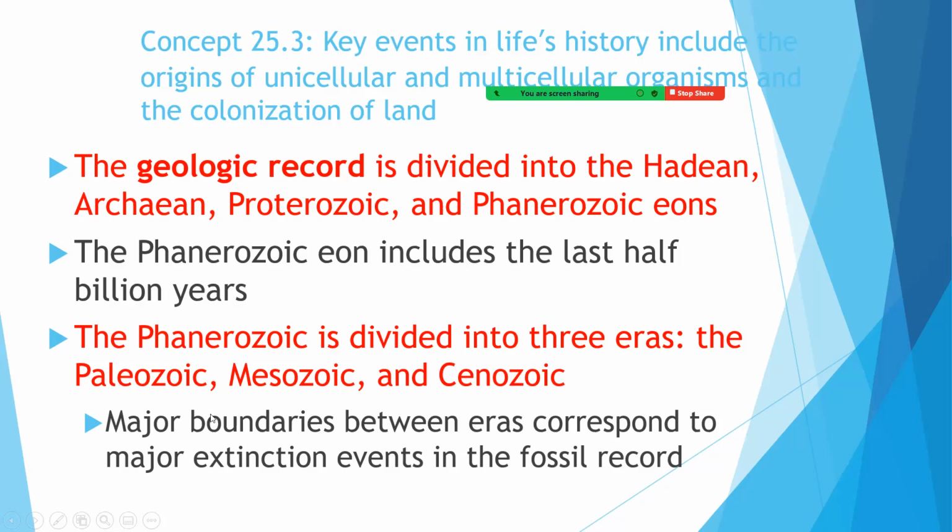So these are terms that you probably have heard before. And what we see is that there are major boundaries between these eras that often correspond to major extinction events between the different eras. So we'll talk about those. So you should know, again, the major eons are Hadean, Archean, Proterozoic, and Phanerozoic. And the last eon that's been described, the Phanerozoic eon, is divided into Paleozoic, Mesozoic, and Cenozoic.